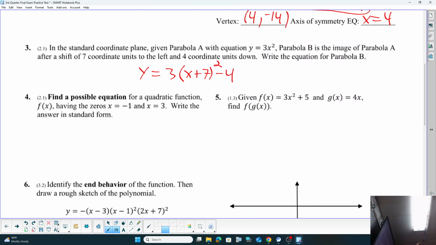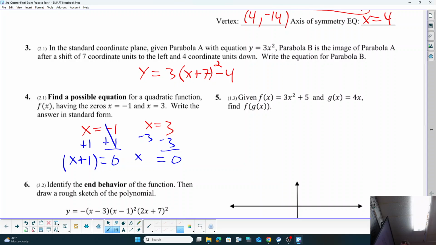Find a possible equation for a quadratic function having the zeros. So you're basically reverse engineering it back into parentheses. So you're going to go ahead and plus 1 to both sides. So we get x plus 1. So we add, right? Negative 1 plus 1 is 0. And we add it to the left and then put parentheses around it. So x plus 1. This one we're going to minus 3 to both sides. So we get 0. And that's just x minus 3. Put in parentheses.